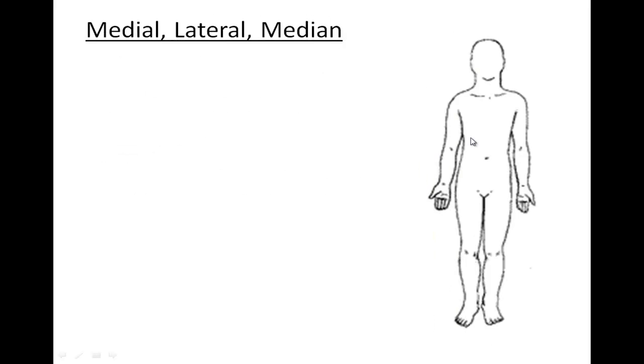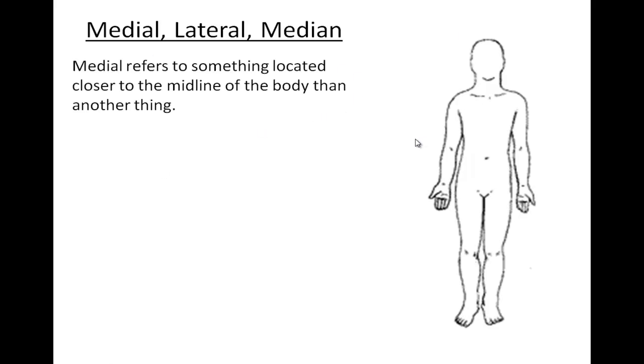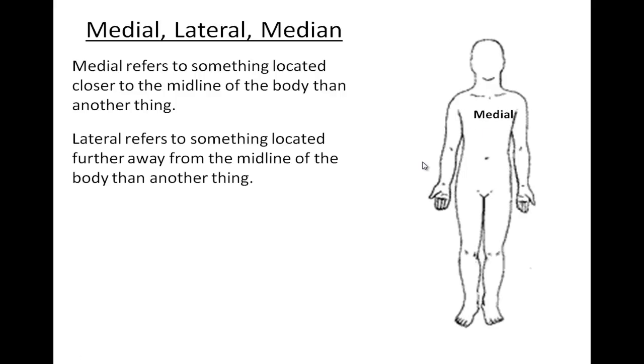Gets a little bit dicier here when we talk about medial, lateral, and median. Now, medial and lateral are relative terms. Medial is something that is closer to the midline of the body than something else, whereas something that is lateral is further away from the midline than something else. So lateral would be, for example, the elbow would be lateral to the collarbone, but the tip of the thumb is lateral to the elbow. So again, these are relative terms.